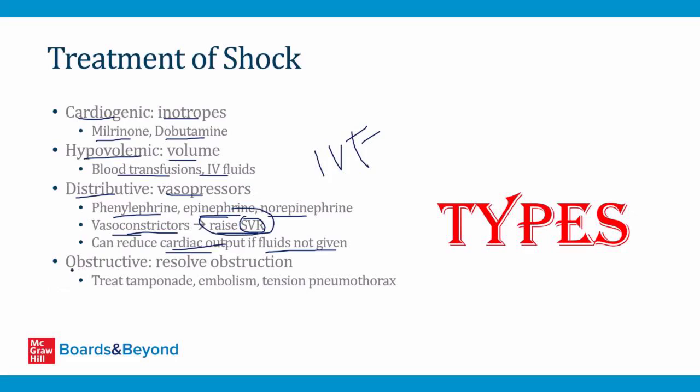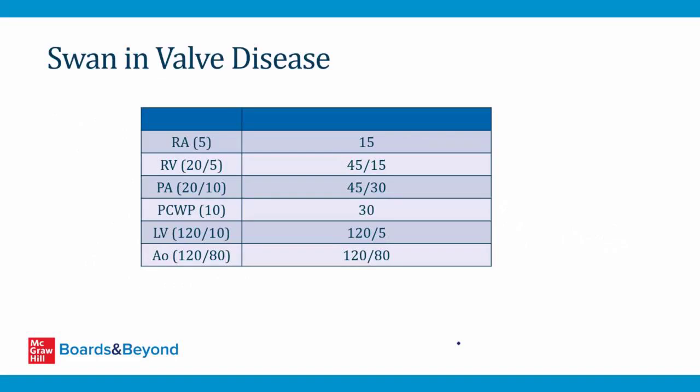And then finally, in obstructive shock, the treatment depends on what's causing the obstruction. You need to either treat the tamponade, the pulmonary embolism, or the tension pneumo, like I talked about in the last few slides. And then finally, I'm going to finish with 2 slides just talking about how you can use the numbers you get from the Swan-Ganz catheter to make a diagnosis of valvular heart disease in addition to shock. I talk about valve disease in another video, but for example, a board question might show you these hemodynamics here and ask what's going on.